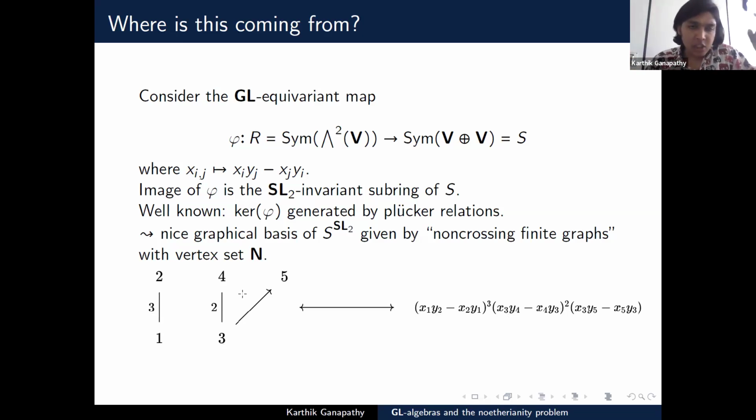And non-crossing just means that if you put it all in a line, you can't have any edges crossing. So you can't have the edges 1, 3, and 2, 4 in your graph, because that will make it cross. And the whole point is that the Plücker relations allow you to resolve crossings like this. Now, this is a well-known fact.